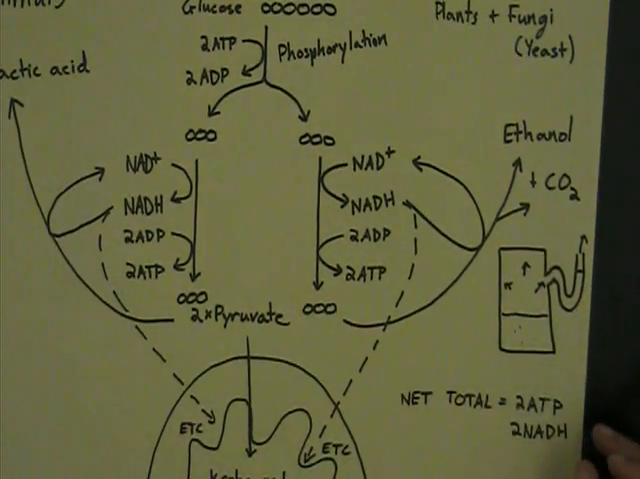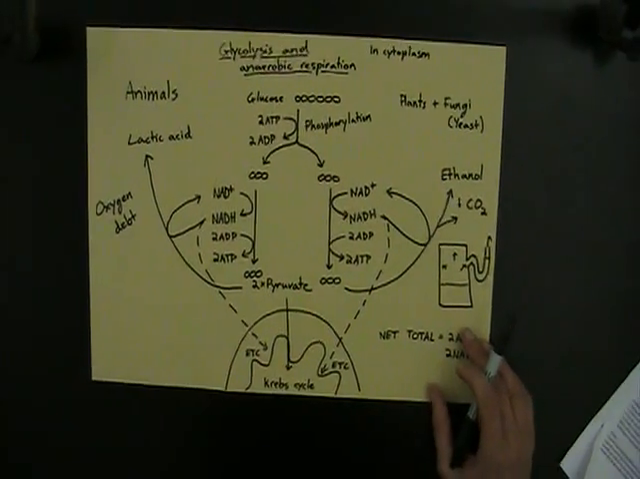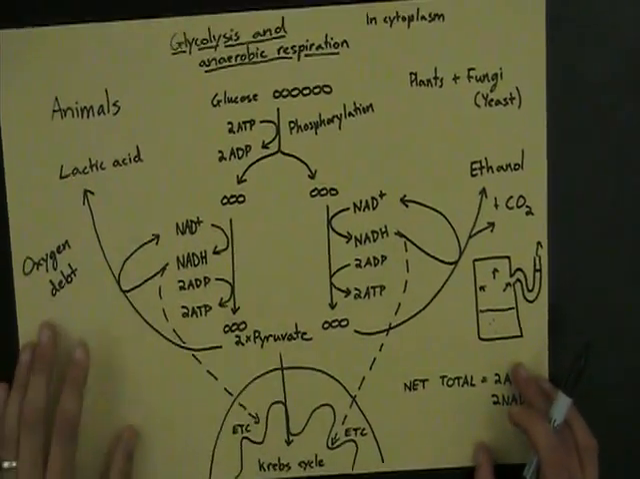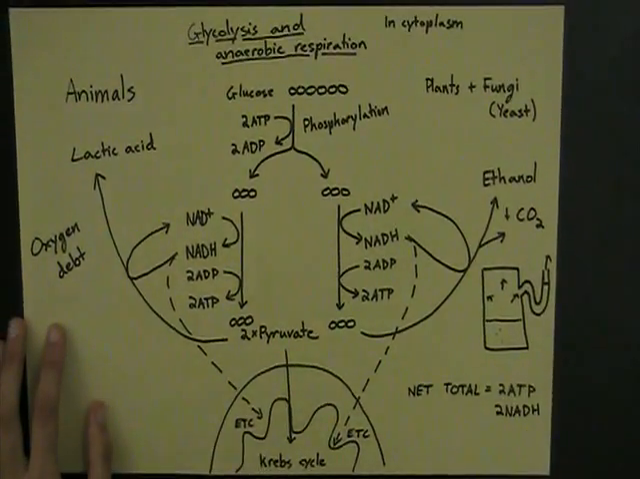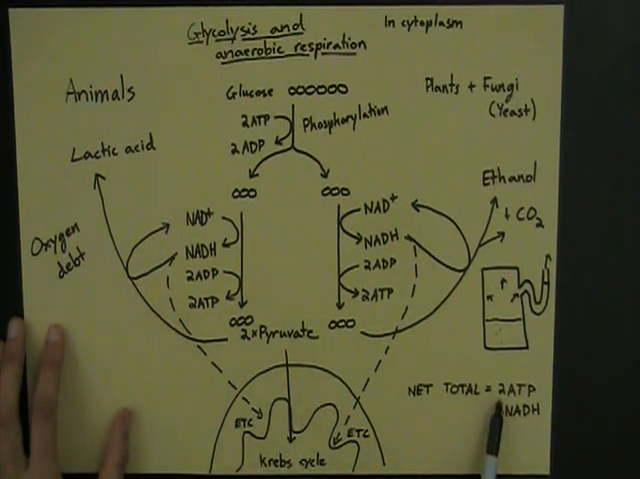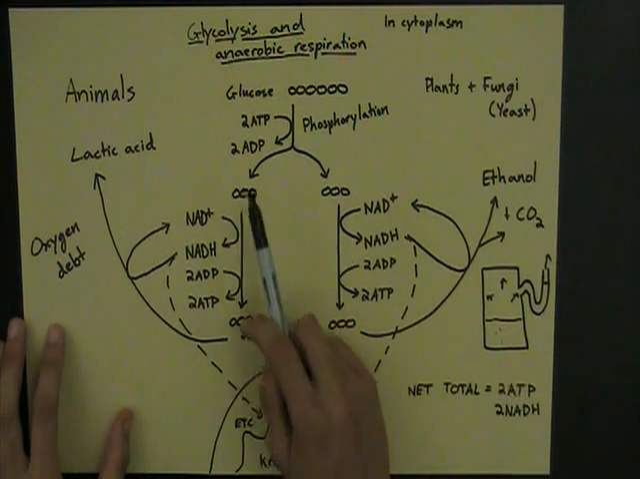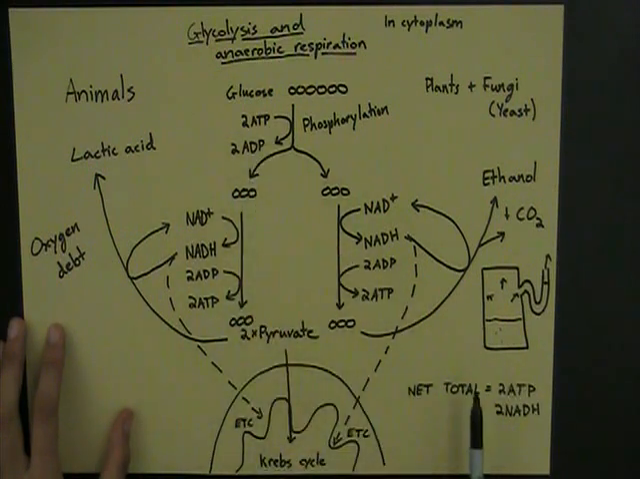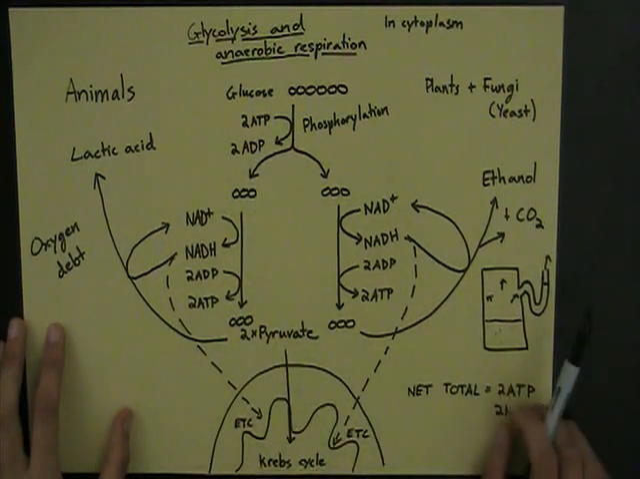So that is essentially everything you need on glycolysis and anaerobic respiration. If you have any more questions, just see me about it. But remember, anaerobic respiration is making 2 molecules of ATP. That is a net total because we needed 2 molecules to start and we're making 4 at the end.